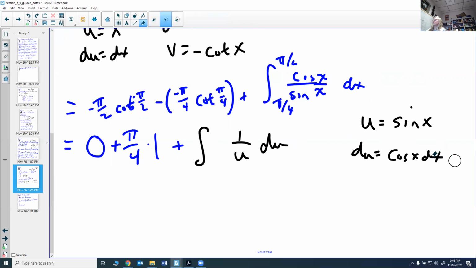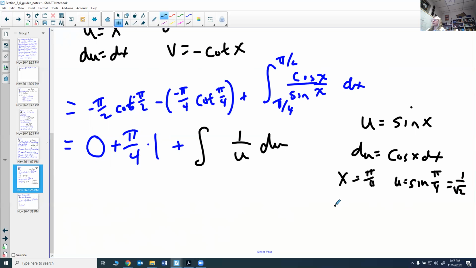Everything's good, except I do need to change my limits. My limits were x is equal to pi fourths. Therefore, u would be the sine of pi fourths. And the sine of pi fourths is 1 over the square root of 2. And then x is equal to pi halves. u would therefore be the sine of pi halves, and the sine of pi halves is 1. So this actually is from 1 over the square root of 2 to 1 as my new limits.